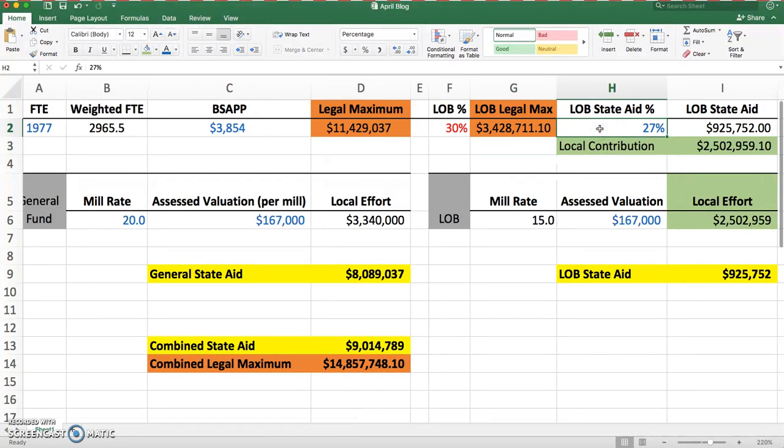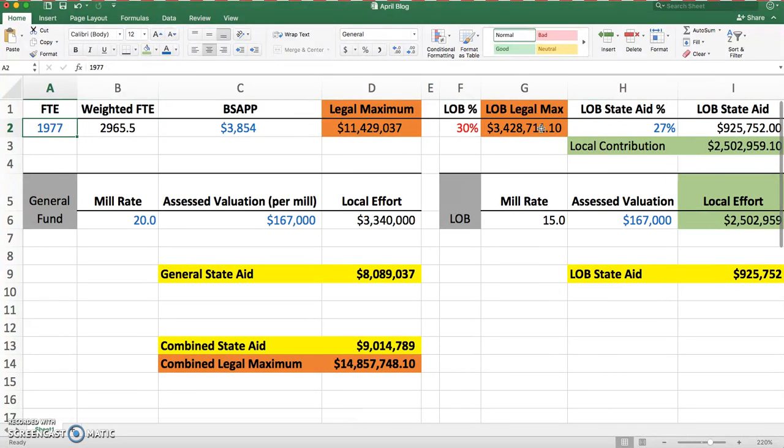Here in El Dorado, we get 27% state aid. That's set by a table and a number of different factors that go into that. I will not explain that here today, but very simply, we get 27 cents on the dollar provided to us by the state. To calculate our LOB state aid, it's very simple: we take our LOB max and multiply it times the state aid percentage. So of the 3.4 million, and by the way, these numbers are not exact, we get approximately 1 million of that from the state.